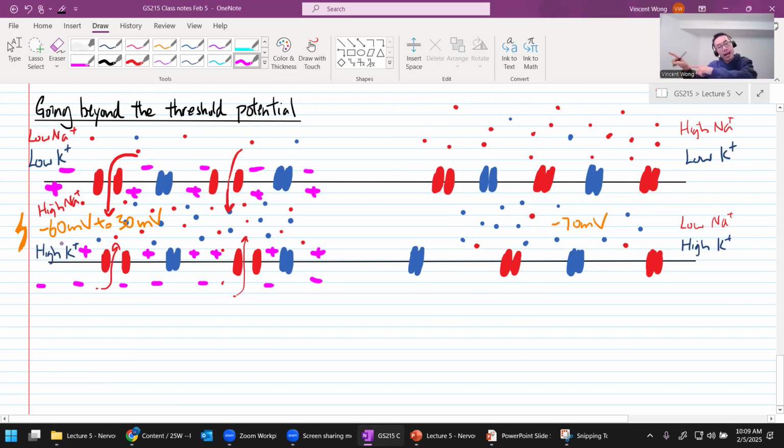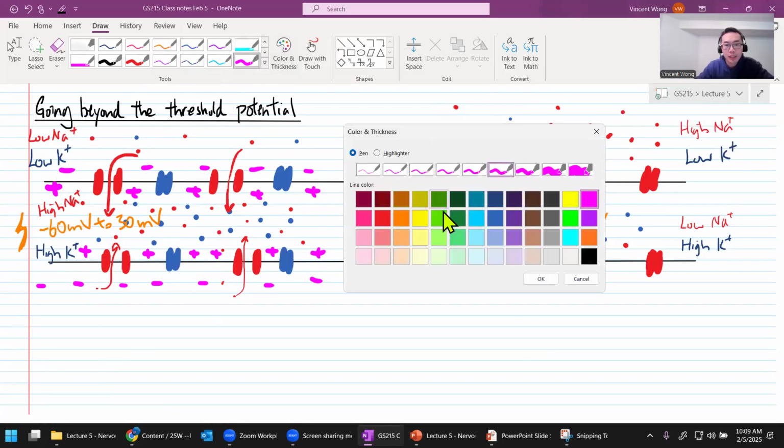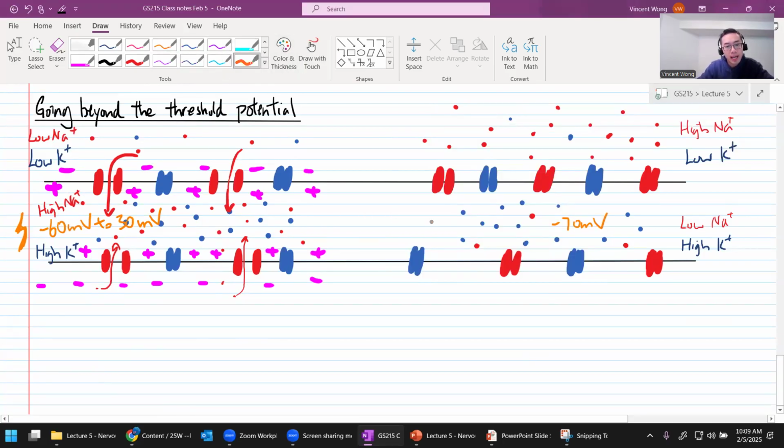Now, further down, it's a different story. Further down the axon, we haven't had the lightning bolt yet. So it's still negative on the inside and then positive on the outside.